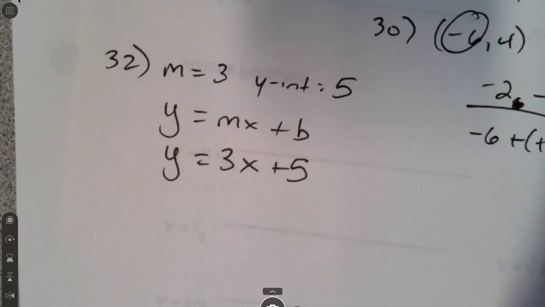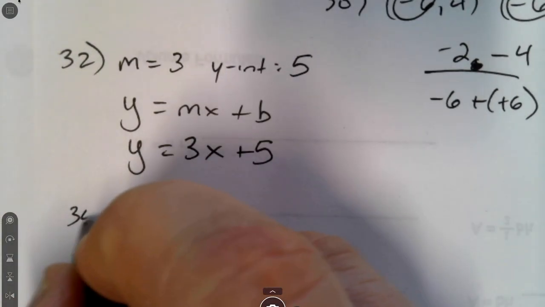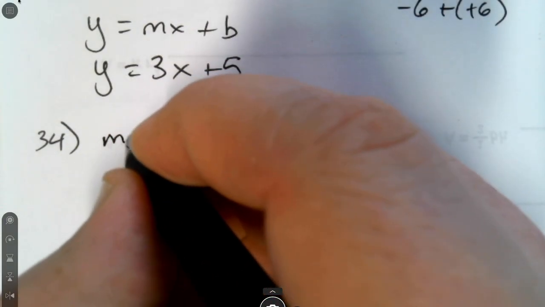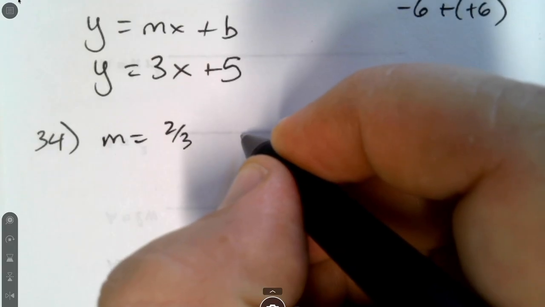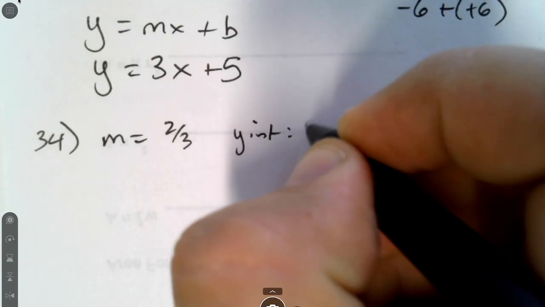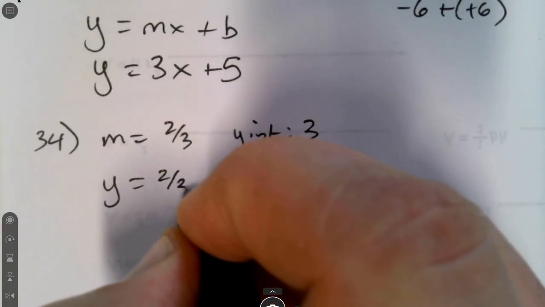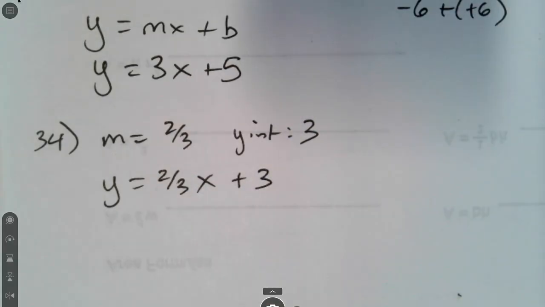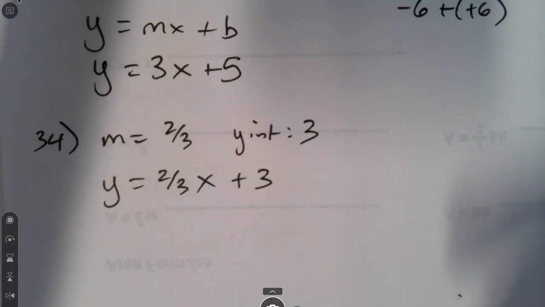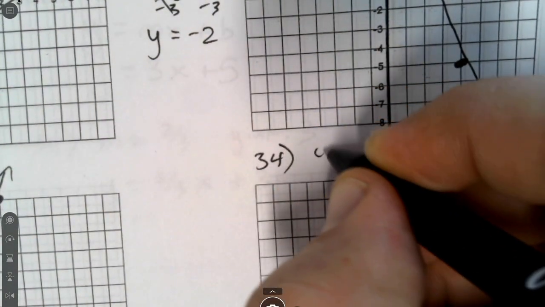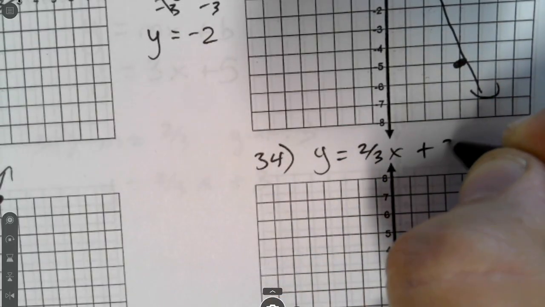Okay, let's do 34 now. On 34, they tell us the slope is 2/3, and the y-intercept is 3. So we follow the same pattern, y equals mx plus b, so y equals 2/3 x plus 3. So it's that easy when they give you the slope and the y-intercept to write the equation. You just plug in the slope and the y-intercept. Okay, so this is 34. Y equals 2/3 x plus 3.